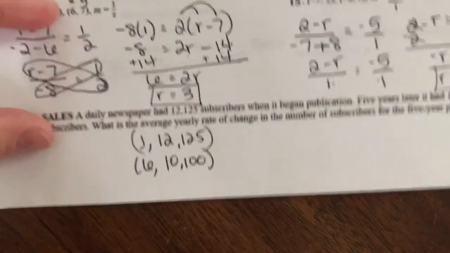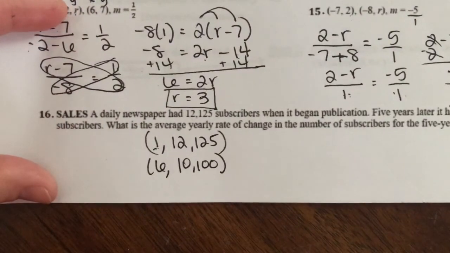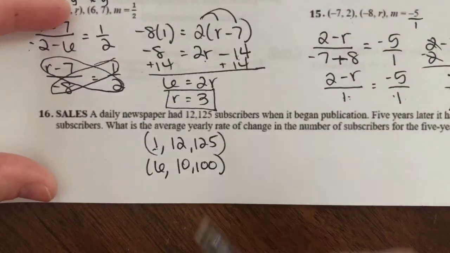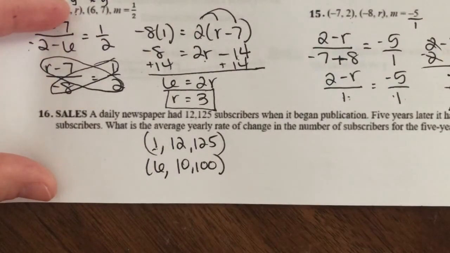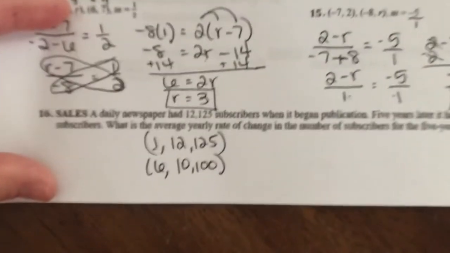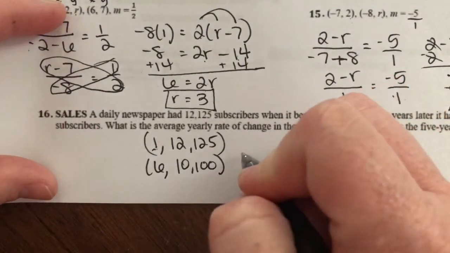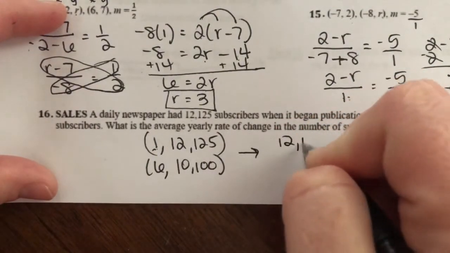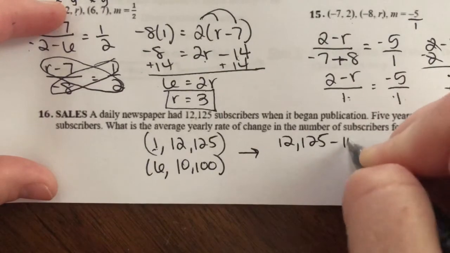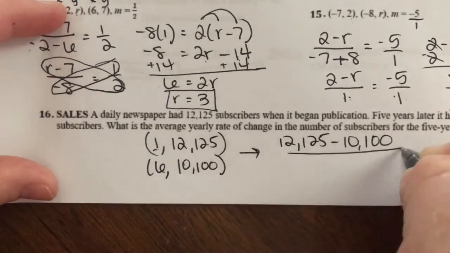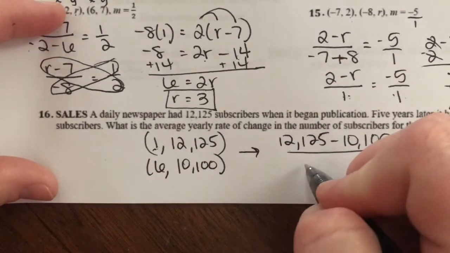So what's the change? What's the rate of change here? In other words, what's the slope? It's referring to number of subscribers in years. That's why we call it rate of change, but it's still just the slope. So we're going to use y minus y over x minus x. 12,125 minus 10,100 over 1 minus 6.